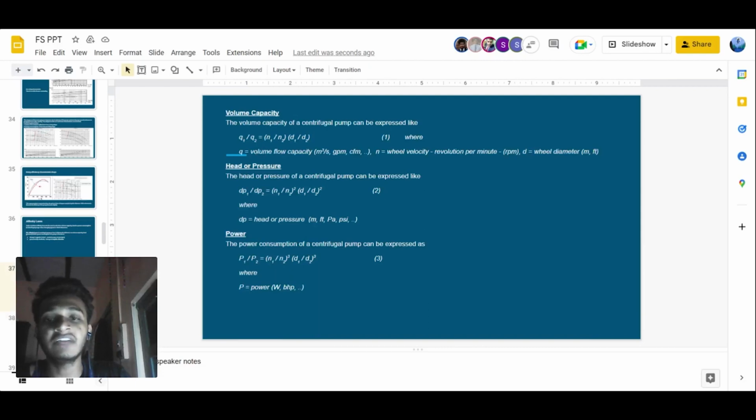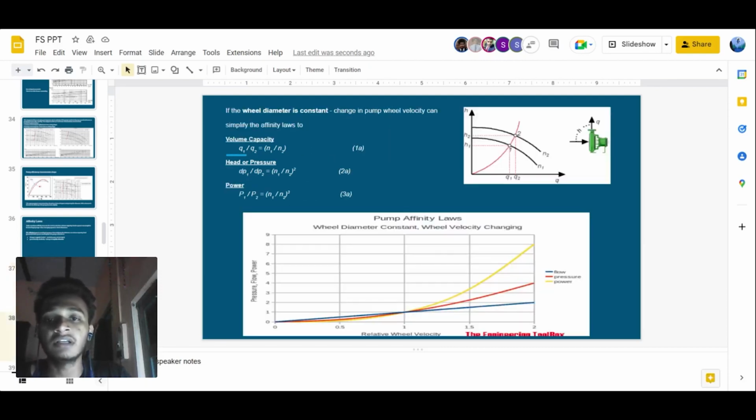These three are the affinity laws: the volume capacity equation is as given, and the corresponding values are given, describing what variable represents what quantity. Like Q is volume flow capacity and N is wheel velocity. Similarly, we have the equations for head or pressure and power as well.